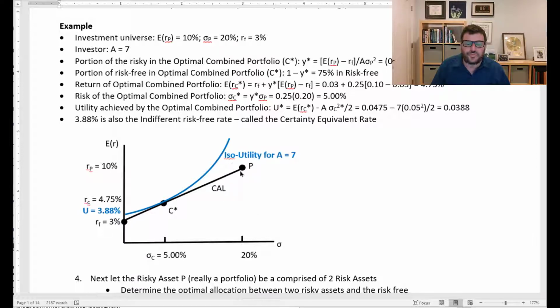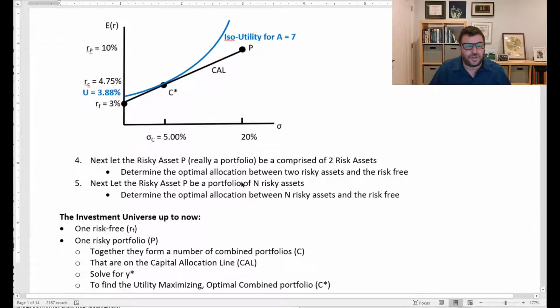So the next step is to think about P. So far, we've said P is a specific, well, we've called it a portfolio, but we've given you what the risk and return were, 10% and 20%. Well, let's see how we find out what P is and how we find out how to calculate P. And we do so by starting with two other stocks. We're going to start with a stock here and a stock here. Then we're going to see how do we end up at this spot P. First, what do the allocations between these two stocks look like? And then where do I want to be on that allocation line?